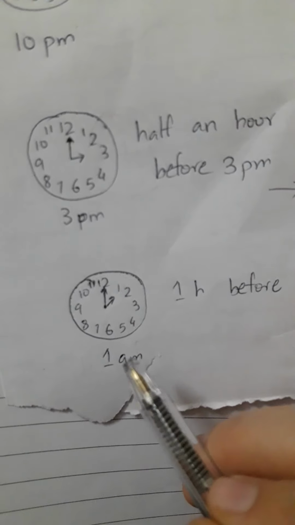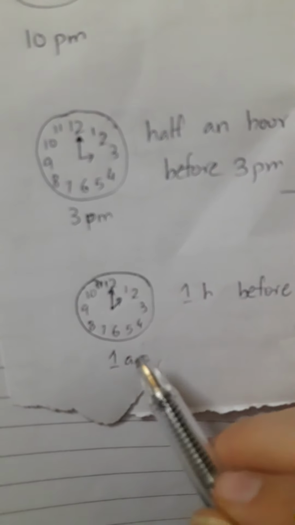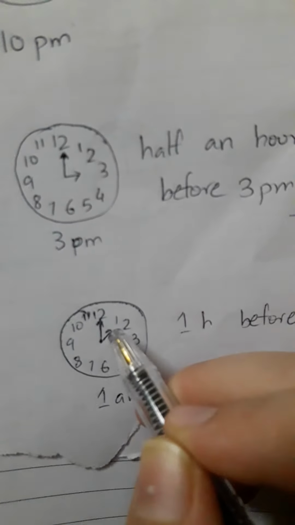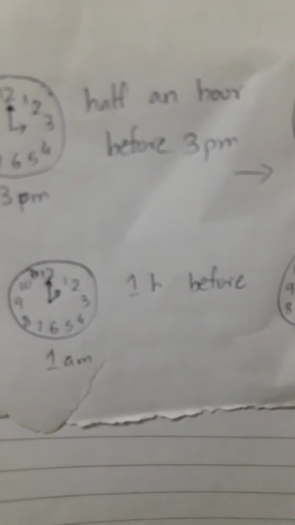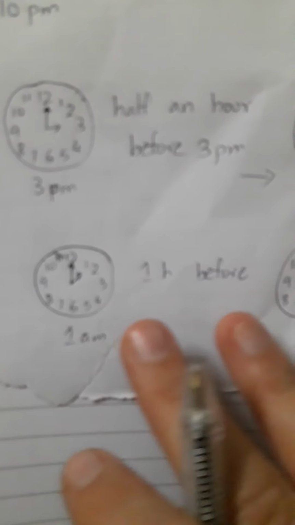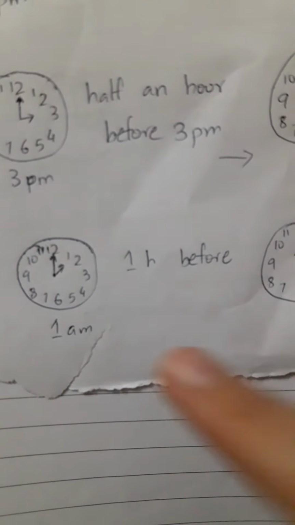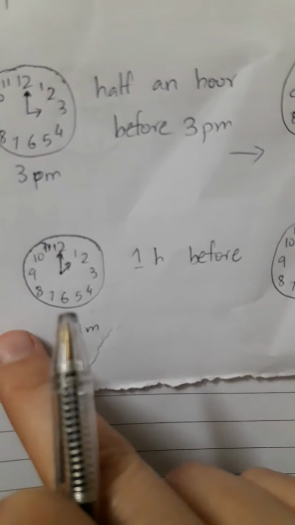Here in my clock, I have drawn 1 a.m. The hour arm is pointing at 1 and the minute arm is pointing at 12. So this shows us the time, that is 1 a.m. Now I ask you, what time will it be 1 hour before 1 a.m.?